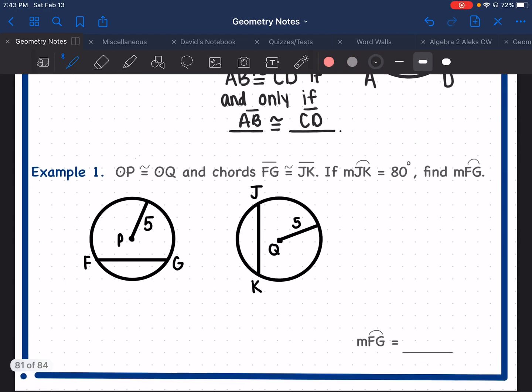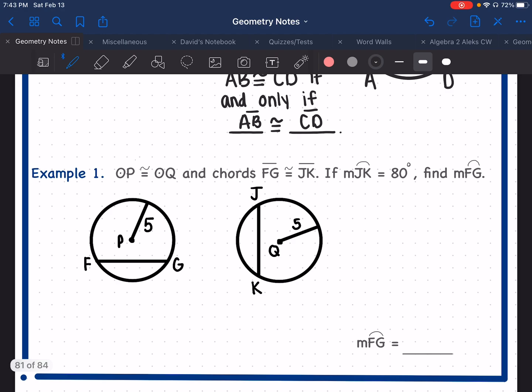Let's take a look at an example of this. Remember, you do get a lot of information from reading the sentence that is above the diagram, but you also get a lot of information just by looking at the picture. The sentence is saying that circle P is congruent to circle Q, and chords FG and JK are also congruent.